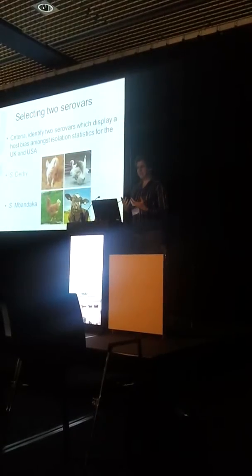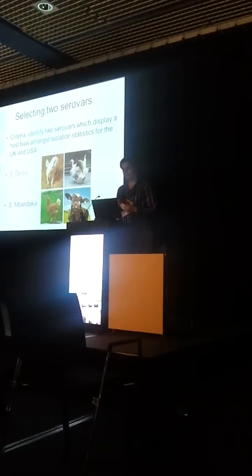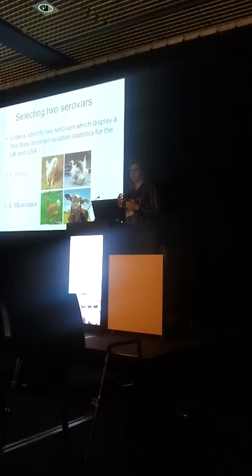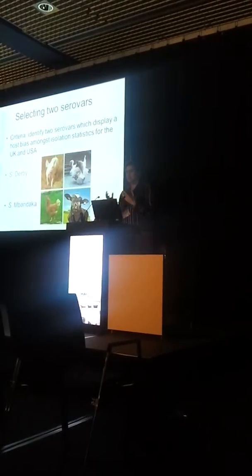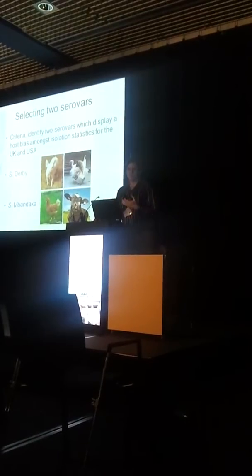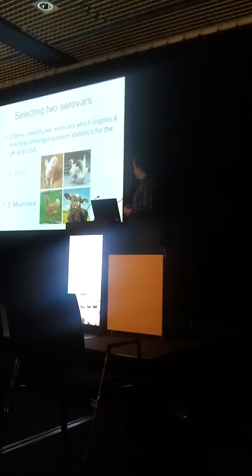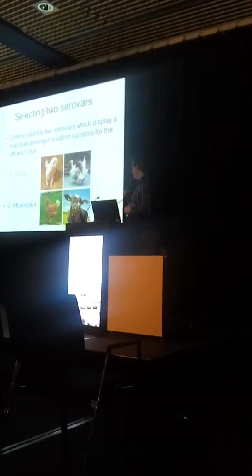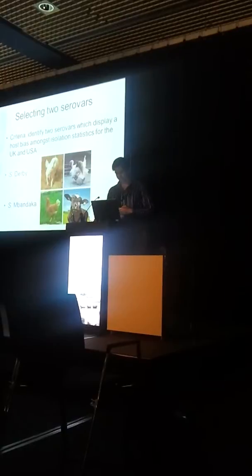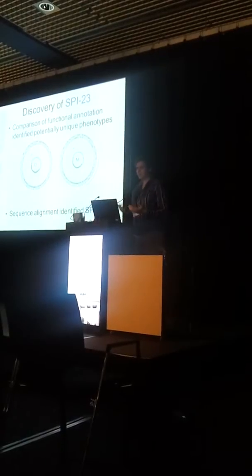So to do this, I decided to compare 2 serovars that had completely distinct host associations. I identified these by looking at isolation statistics from the UK and the USA, with the assumption that if the isolation pattern was the same between these 2 geographically isolated locations, it was a property of host-pathogen interaction. So using this criteria, I identified S. Darby, which is predominantly isolated from pigs and turkeys, and S. Rebeldeka, which is predominantly isolated from cattle and chickens.